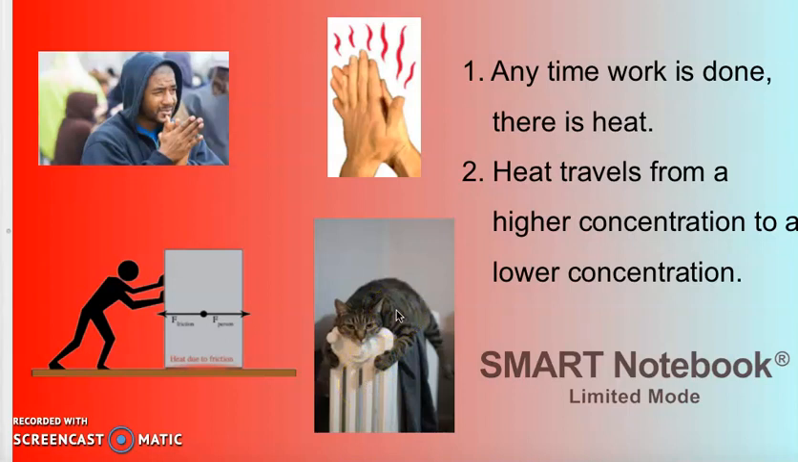So anything that has a lower concentration of heat is going to be heated by the thing that has the higher concentration. So heat travels from the radiator to the cat, even though the cat is relatively warm anyway. Hey, I hope you learned a little bit more about heat and its transfer.